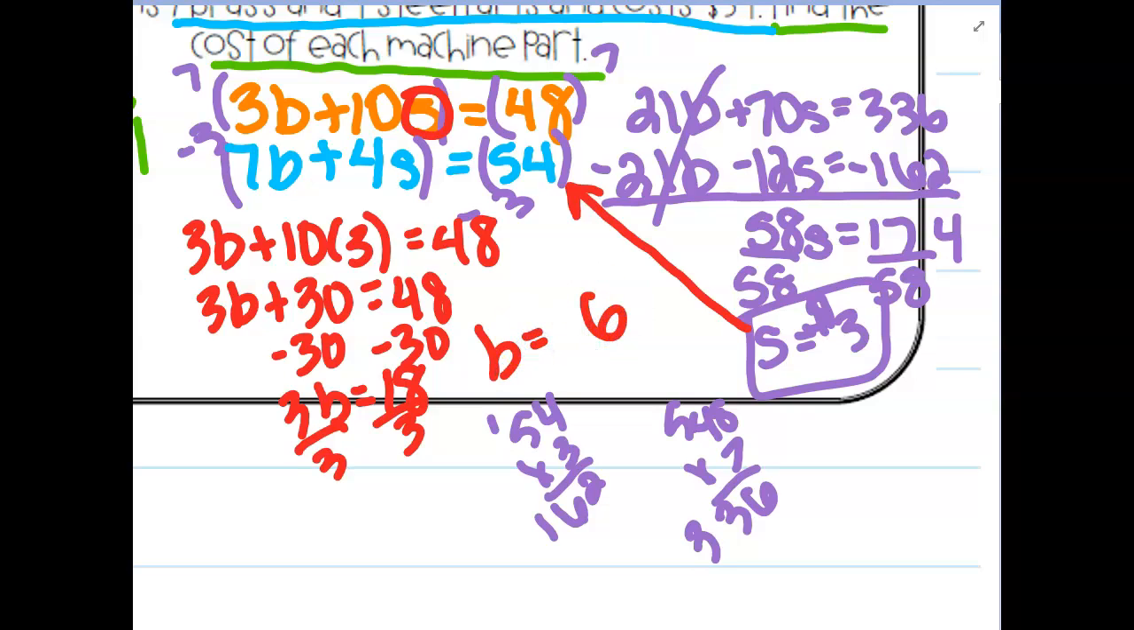But it'd be 6 what? $. The brass parts cost $6.